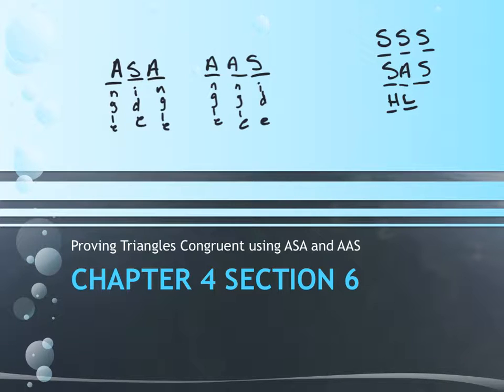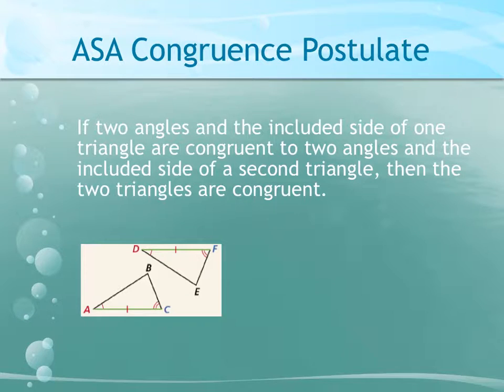I'm sure you could probably figure out by now two other methods that we can use to prove that triangles are congruent. You could use any of these. You can use SSS, SAS, HL, ASA, or AAS. All of these are acceptable ways to prove that triangles are congruent.